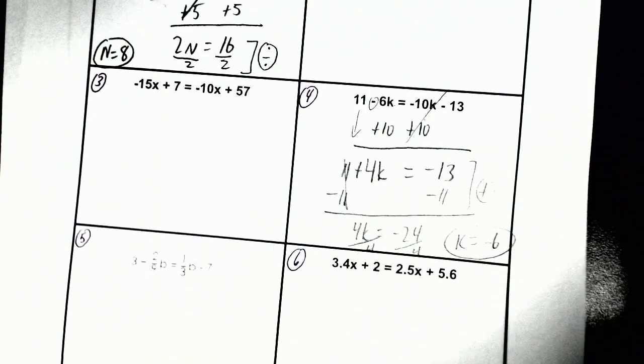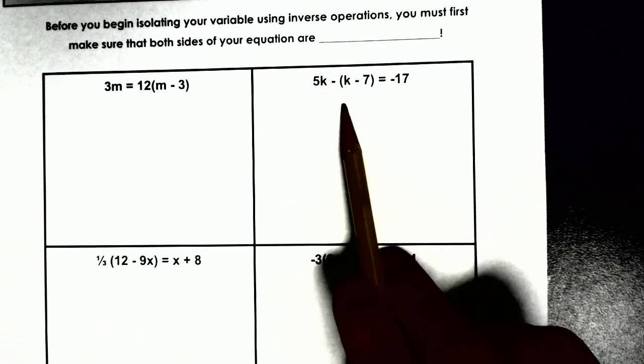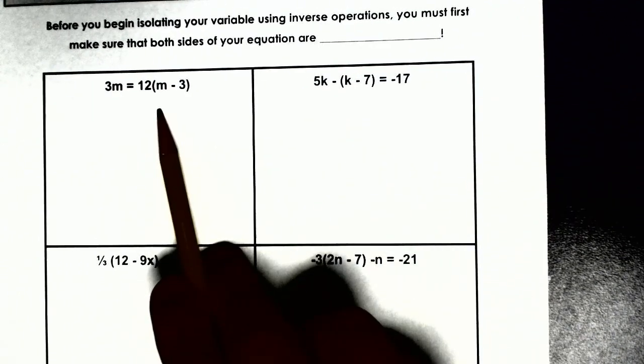We're also going to do one on page 44, because 44 has the parentheses. We did this last week, but now we have variables on both sides. Actually, we don't have variables on both sides here. We do here. So you know what, let's do one of the tougher ones. Let's do this one.